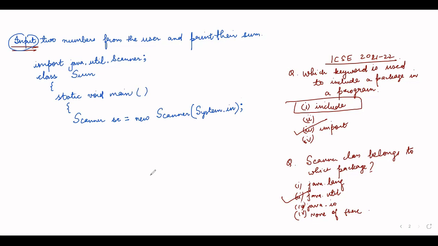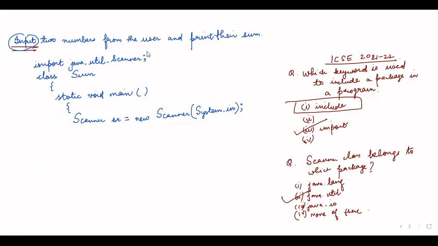Semicolon. Exactly the way I've written, you have to write. Be careful that the S here is capital, the S over here is capital, but the S in static is small. But the S of Scanner is capital and the S of System is also capital. These are all in caps. But the S of static is small. So we have created an object named sc, which belongs to the Scanner class.